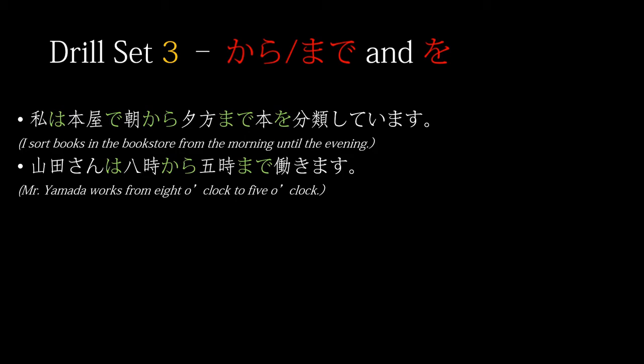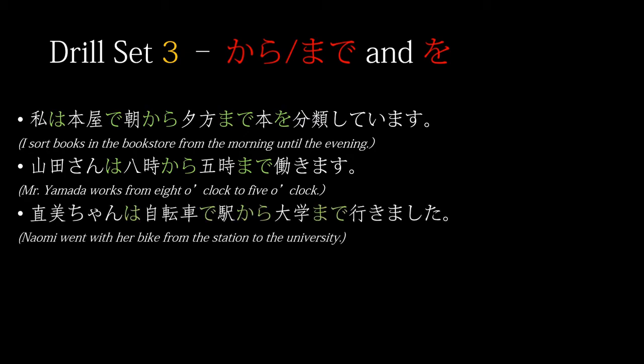Our second sentence, Mr. Yamada works from 8 o'clock to 5 o'clock. Yamada-san wa 8時から5時まで働きます. Now I have used this sentence as an example of once again showing the pairing between kara and made, how they frequently come up as a pair, showing from what time to what time. In this case, Mr. Yamada is working as the topic of the sentence, and he is marked with wa.